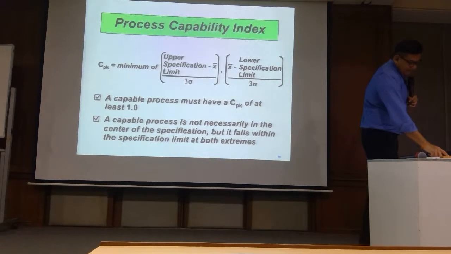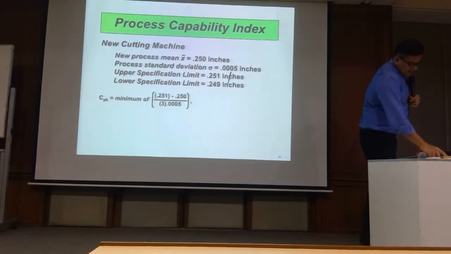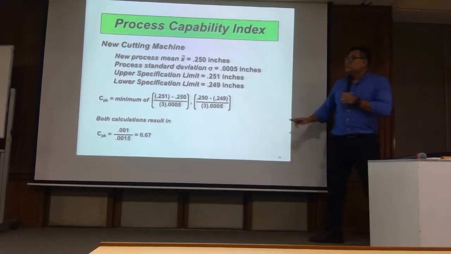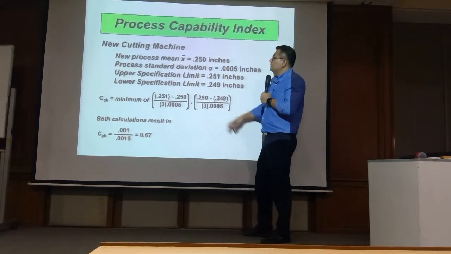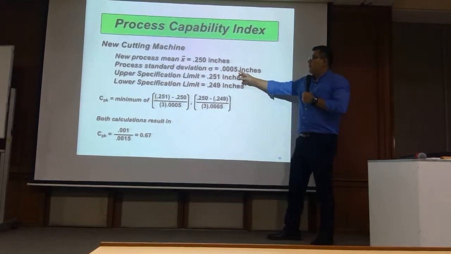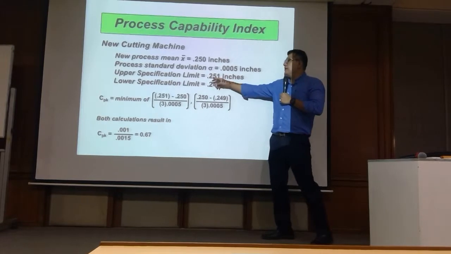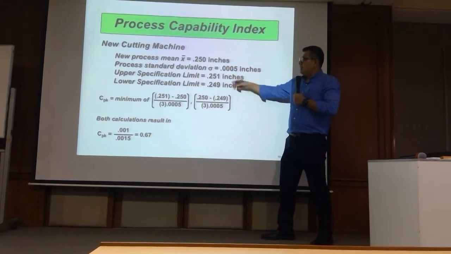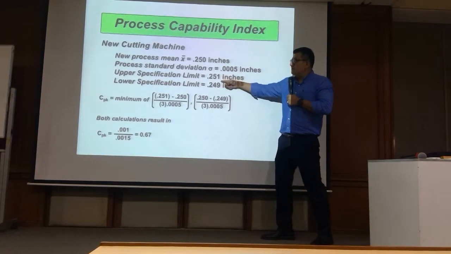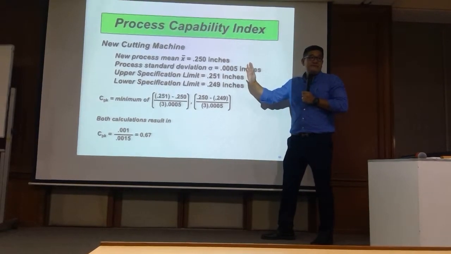For example, in this case, the process mean is 0.25, process standard deviation is 0.0005, upper is 0.251, lower is 0.249. For sure in this case, the mean and the mean of the spec are quite the same.